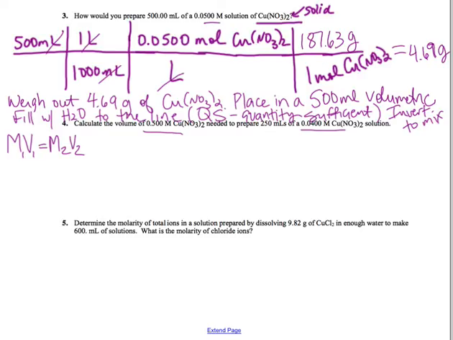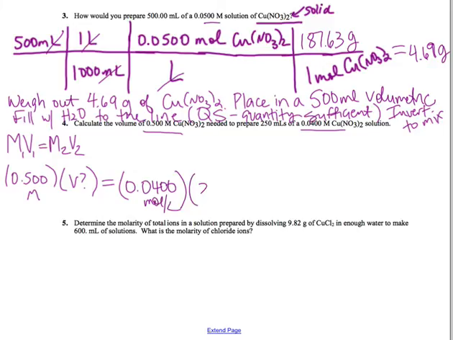I know that my stock solution is 0.500 molar. I want to know how much volume of that I need. What is the molarity of my wanted dilute solution? 0.0400. And then 250 mils is the volume. Can I put mils there? Sure I can. Anyone, what's the difference? Why can I put mils here? Then your answer will come out in mils.